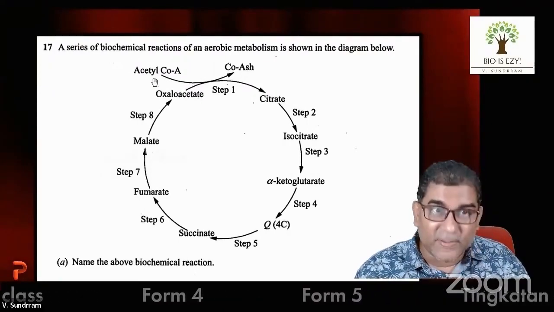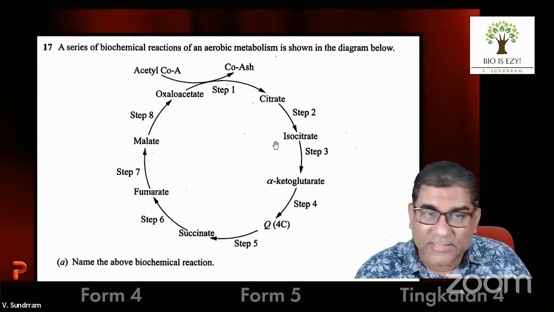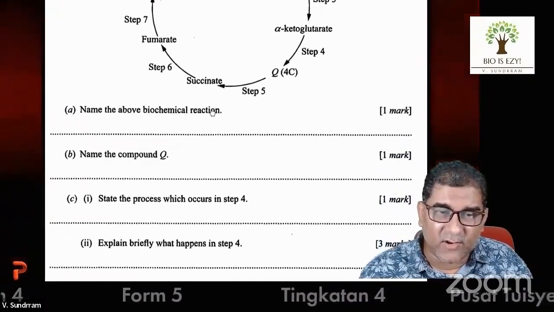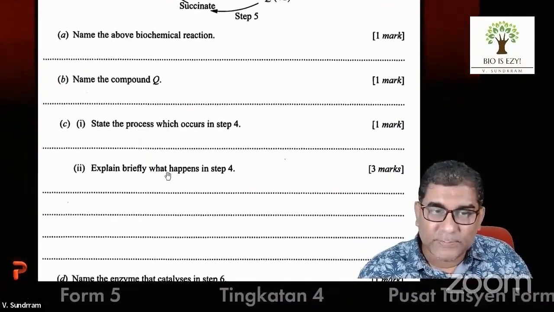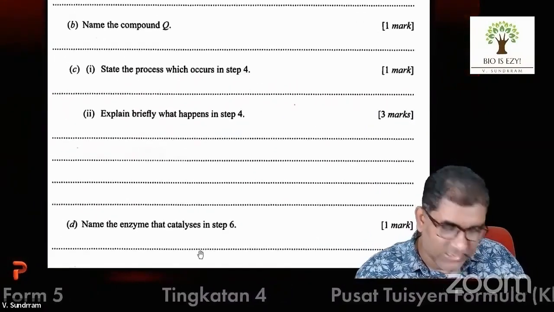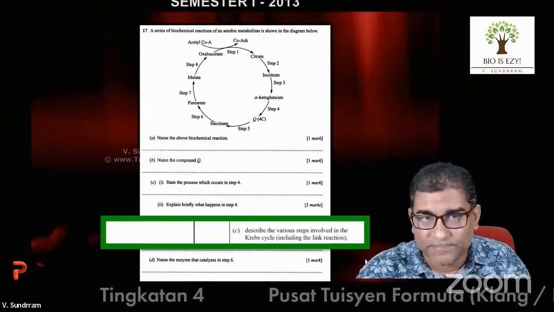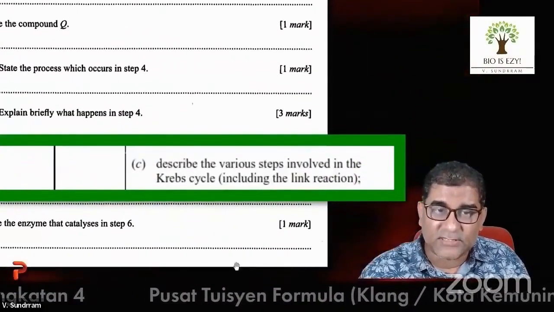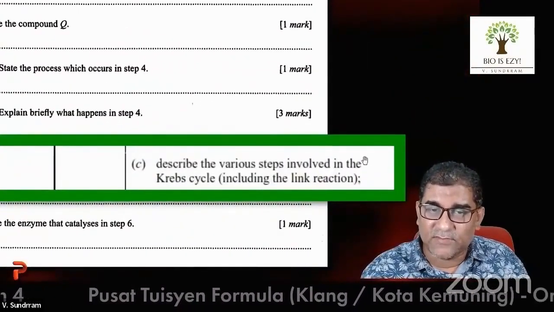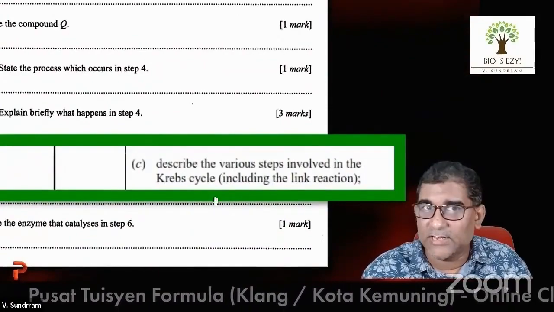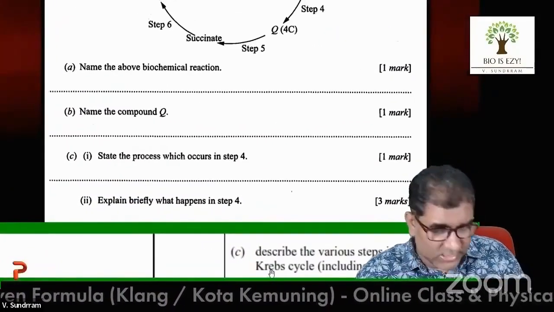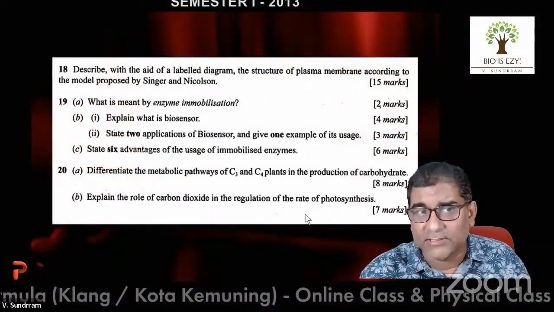A series of biochemical reactions, aerobic metabolism. Name the biochemical reaction, identify all of this. Explain briefly what happens, name the enzyme. So this is the Krebs cycle. The textbook syllabus specifically mentioned, describe the various steps involved in the Krebs cycle, including link reaction. That is what they ask in the exam. Apa yang dia tulis dalam syllabus, itu yang dia tanya.